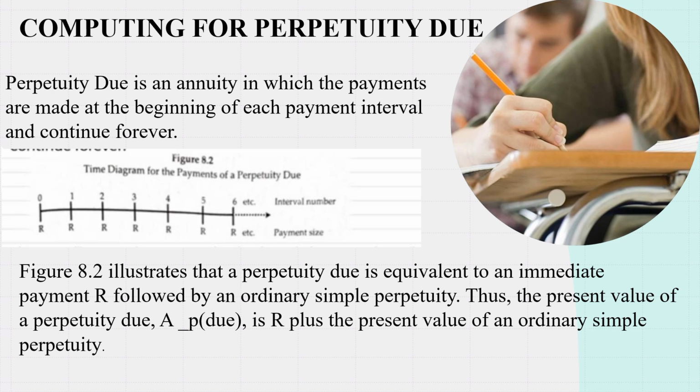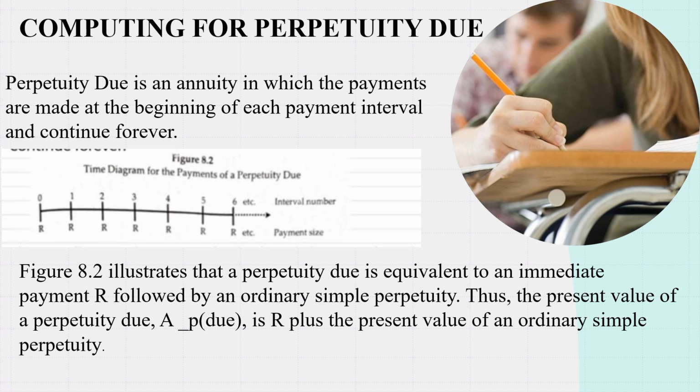So let's consider this time figure, Figure 8.2. It illustrates that a perpetuity due is equivalent to an immediate payment R followed by an ordinary simple perpetuity. Thus, the present value of a perpetuity due, A sub P due, is R plus the present value of an ordinary simple perpetuity.